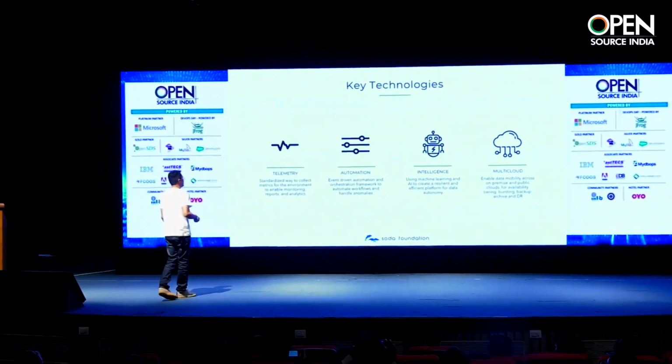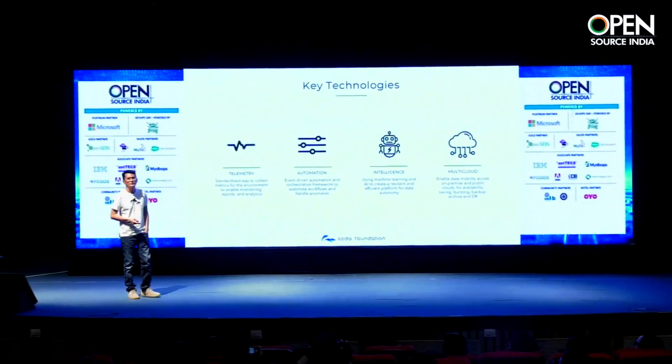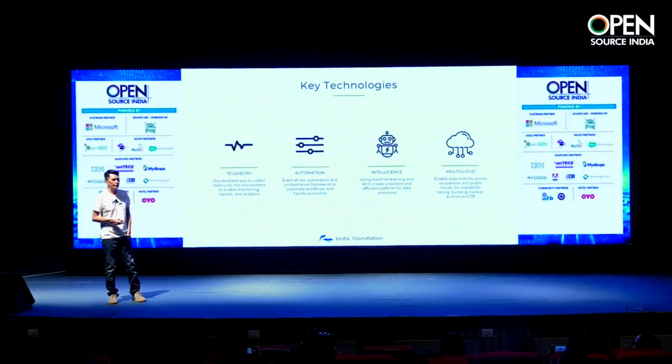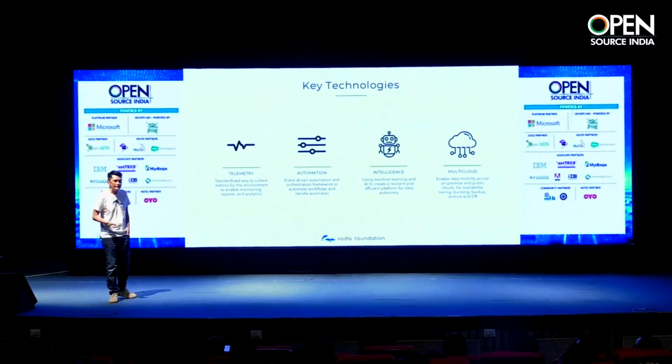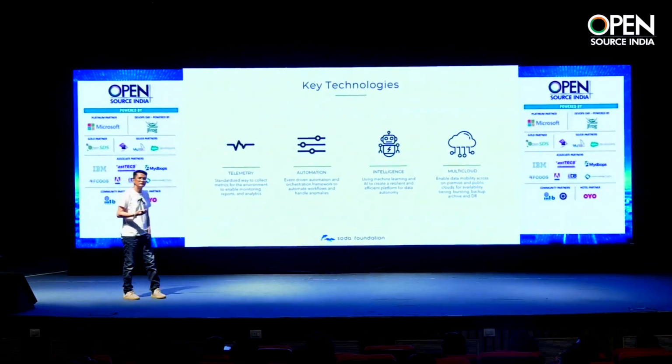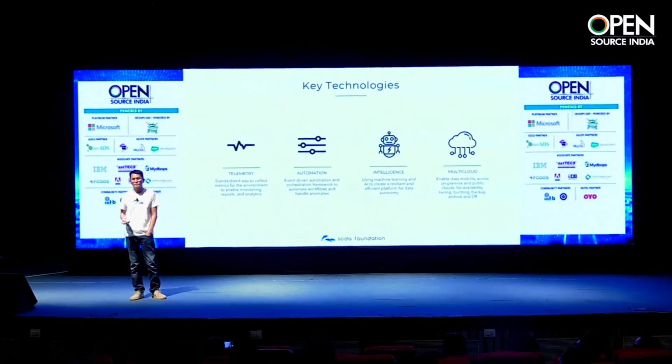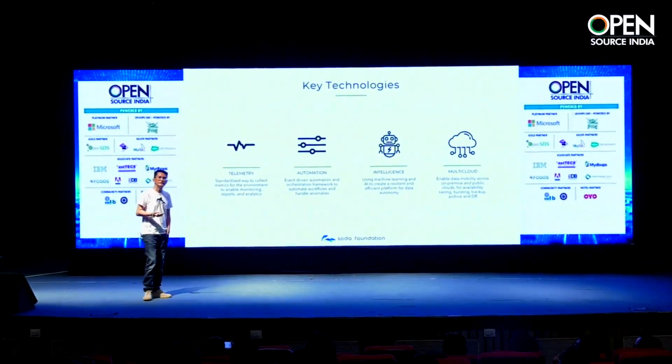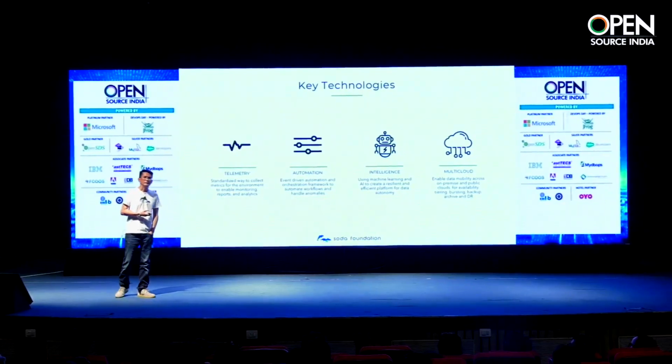So to sum up, these are the 4 key technologies that we need in this single data platform that we are proposing. The first is telemetry. Telemetry is a way of collecting, and telemetry is not easy. There are so many different components in the data center or even in the cloud itself. So we need a standardized way to collect all these metrics so that it makes sense, and then the different monitoring applications and analytics applications will be able to make use of it.